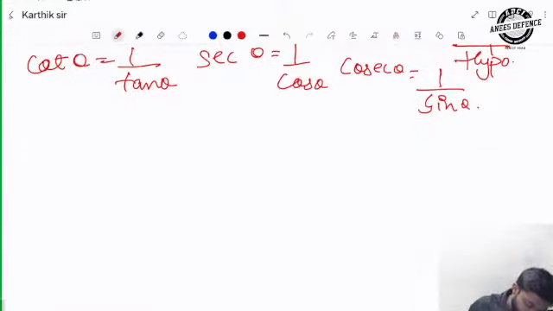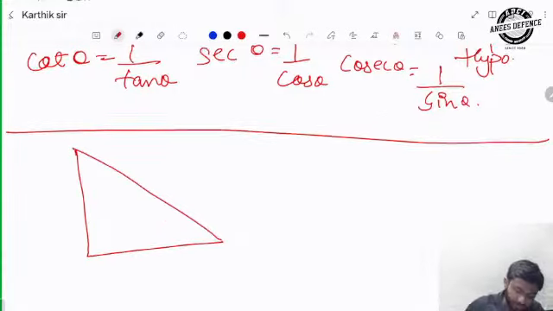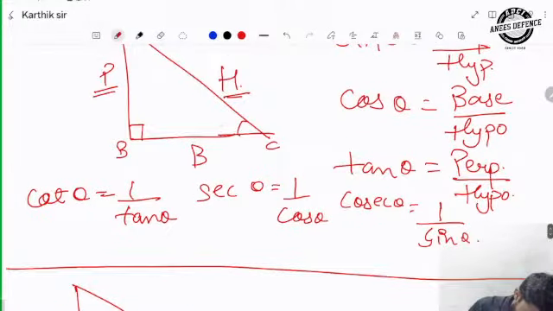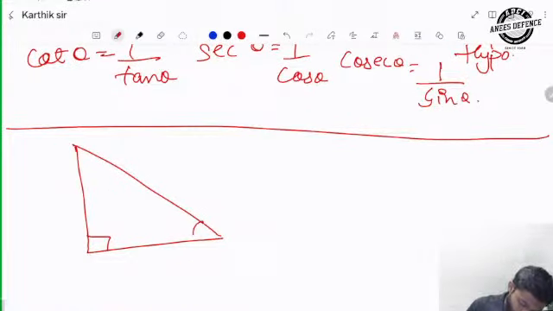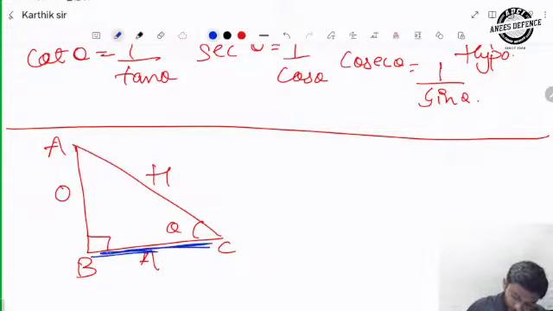Now there is one more thing. If only a triangle is given, with the 90-degree angle and again A, B, C, and this being theta, then this will be the opposite, this is the hypotenuse, and this is the adjacent line, adjacent to theta.